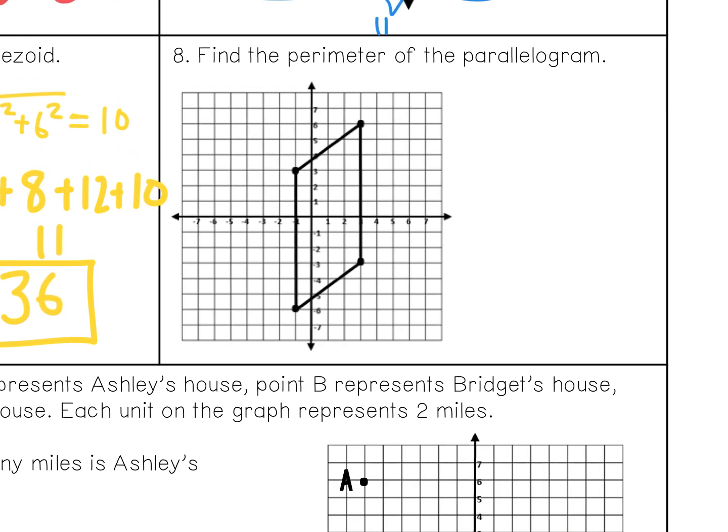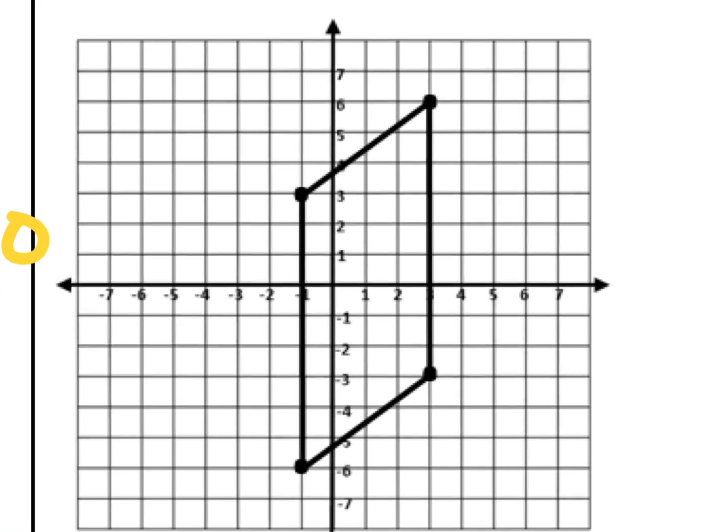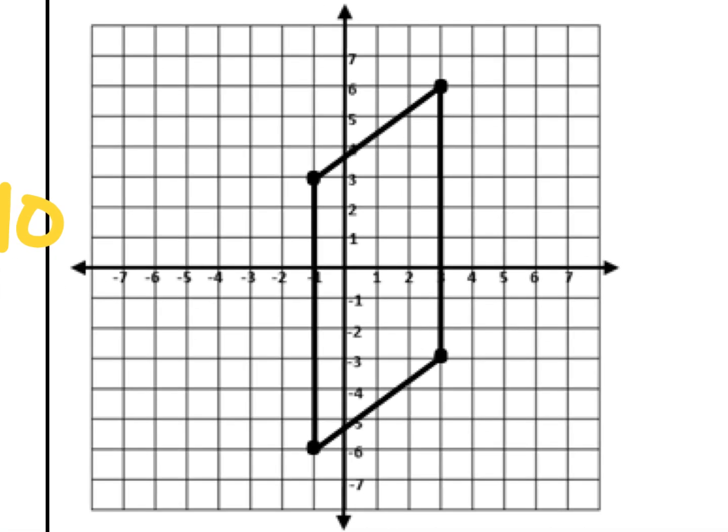Okay? Number 8 is the same. But it's a parallelogram. So what do we know about a parallelogram? That this side and this side are the same, and that also means that this side and this side are the same. So how many triangles do I need to draw then? Just one, because they're the same. So if I find this distance down here, it's the same as this distance up here.